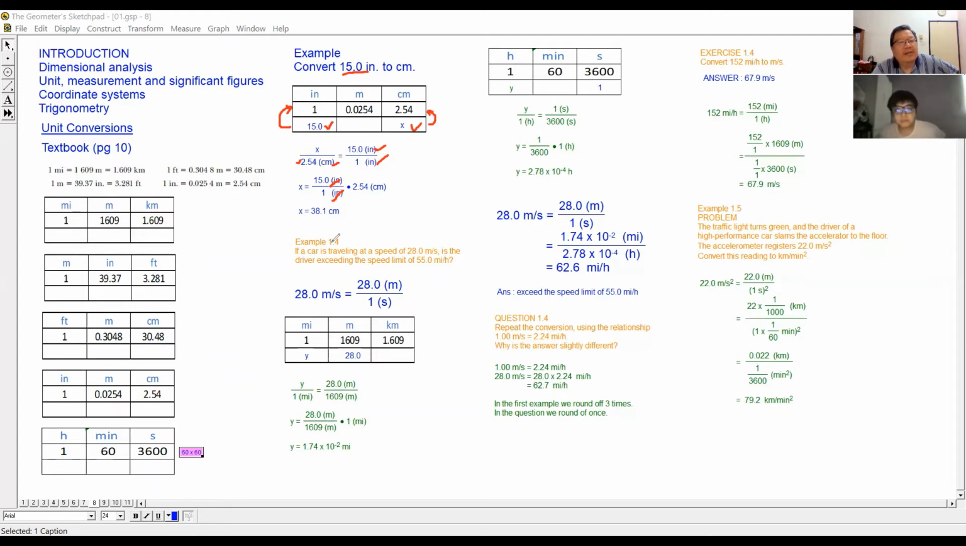You read this example 1.4. If a car is traveling at a speed of 28 meters per second, is the driver exceeding the speed limit of 55 miles an hour?